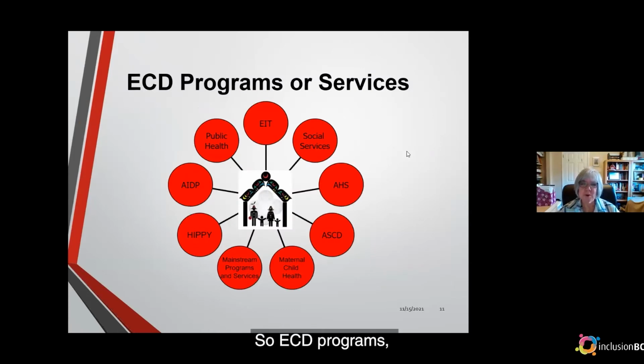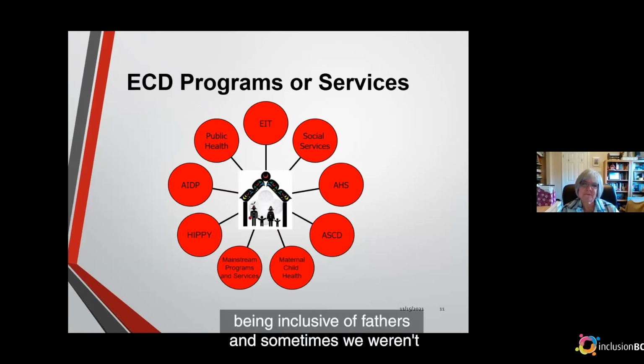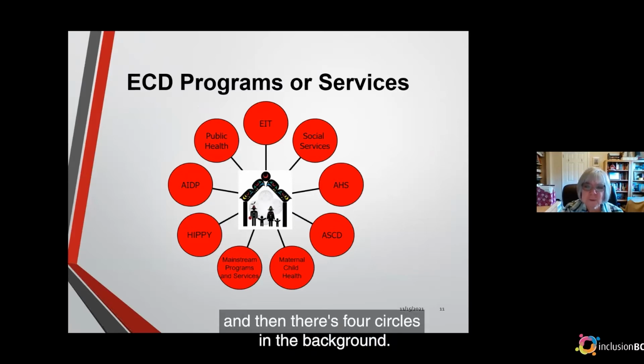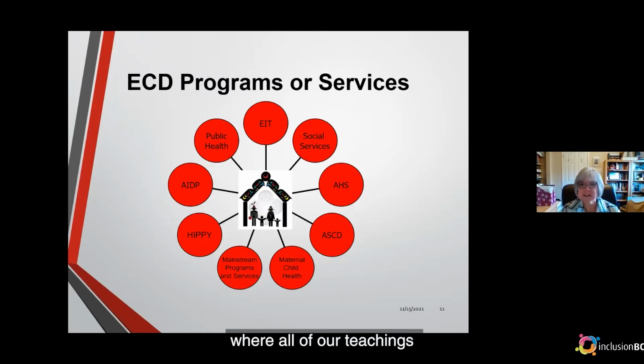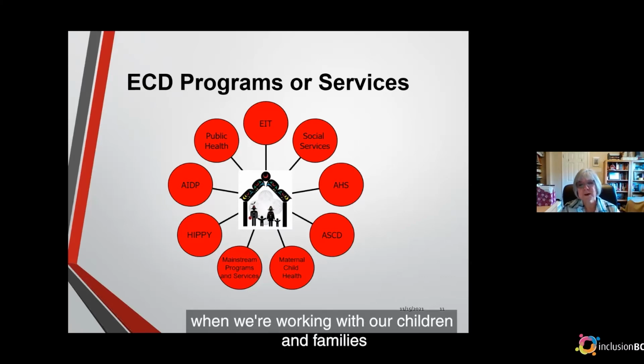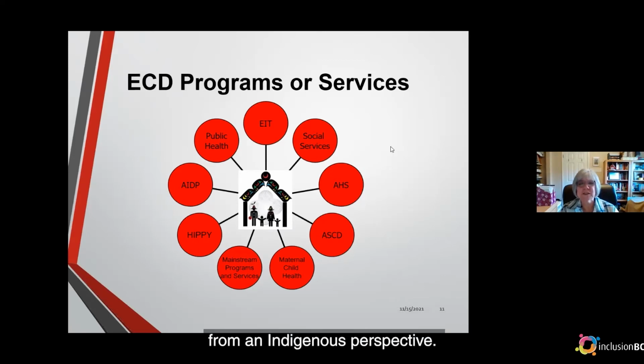So ECD programs, this is all of us. And our logo has just a mother and a baby in it. Because we weren't being inclusive of fathers, and sometimes we weren't being inclusive of families or extended families, I've got two logos now for AIDP. So this is the one. There's the home that you see there. There's mom and dad and two children. And then there's 4 circles in the background. Those represent our elders and ancestors, where all of our teachings and traditions come from, that we like to bring forward when we're working with our children and families from an Indigenous perspective.